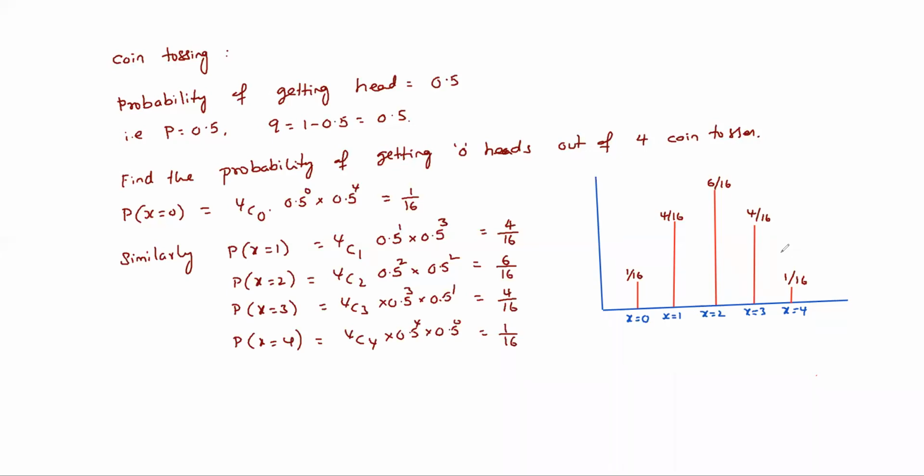So if p is not equal to q, you will not get a symmetrical distribution. Okay, that also I will show you with a simple example. Same coin tossing, or otherwise die throwing. Plot the binomial distribution in a die throwing experiment. Okay.